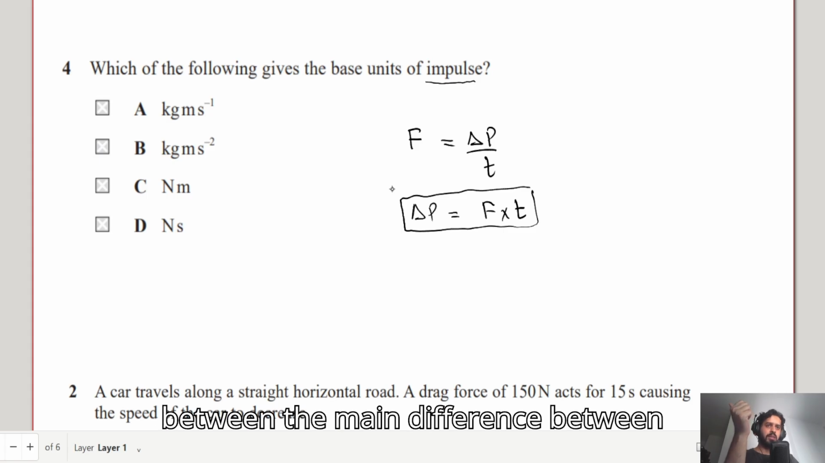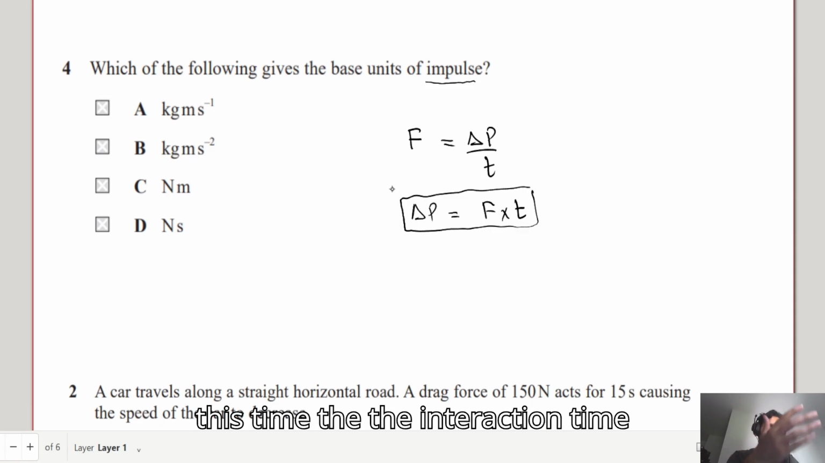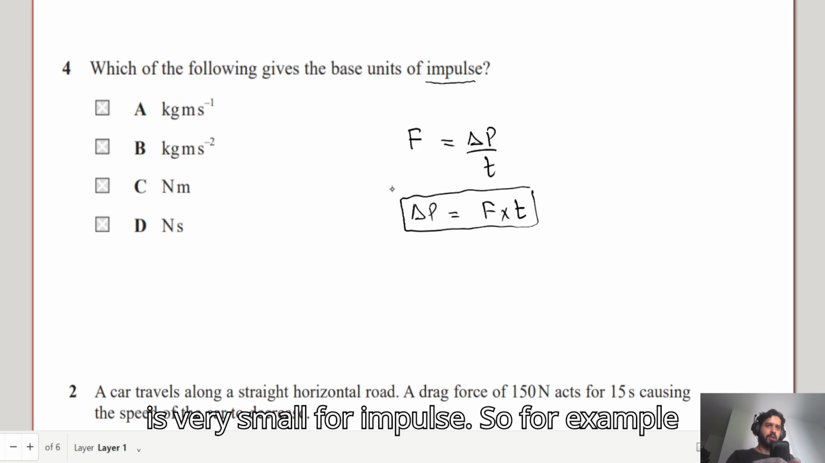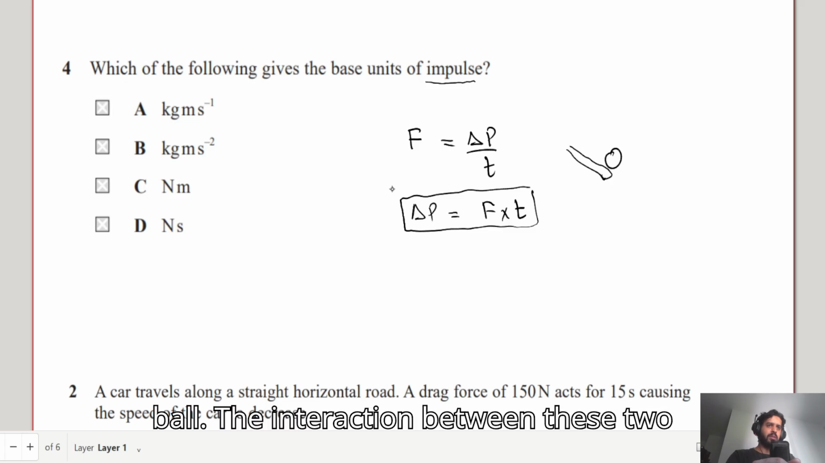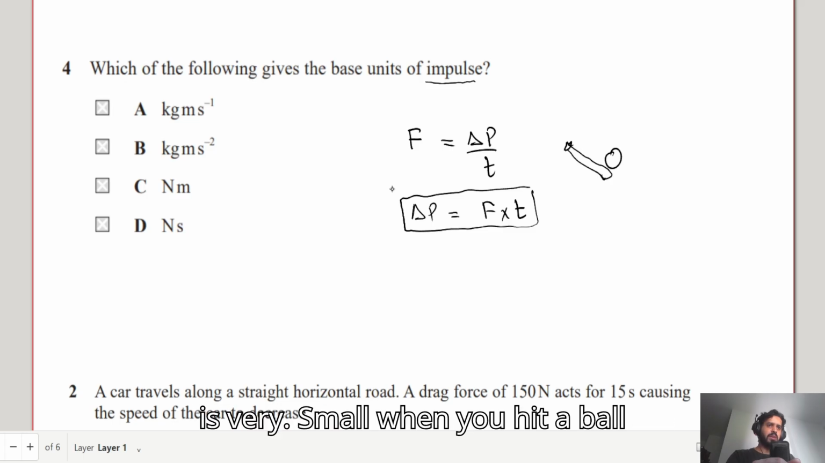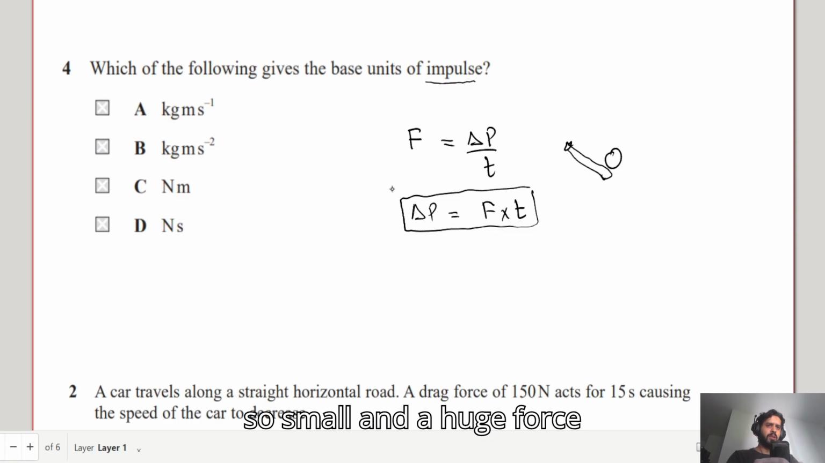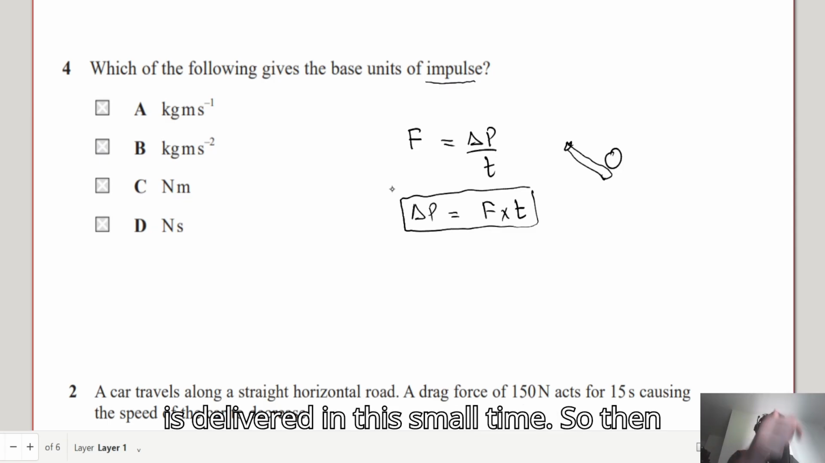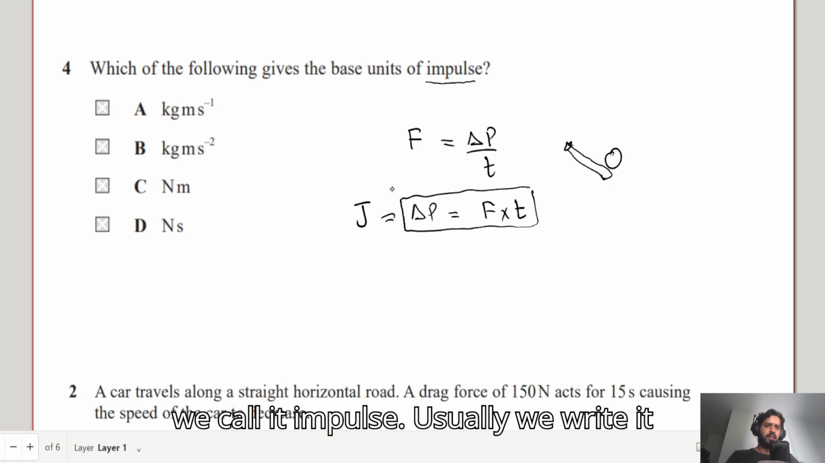So the main difference between change of momentum and impulse is that the interaction time is very small for impulse. So for example, imagine a baseball bat hitting a ball. The interaction between these two is very small when you hit a ball with the bat. So the contact time is so small and a huge force is delivered in this small time. So then we call it impulse. Usually we write it with J.